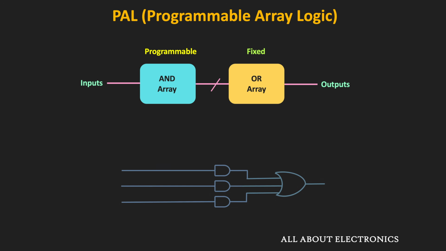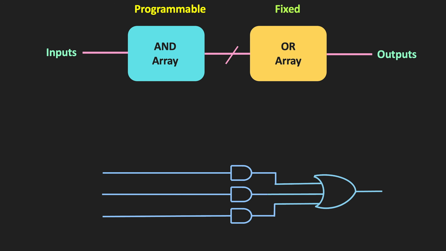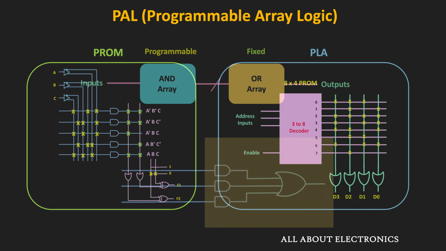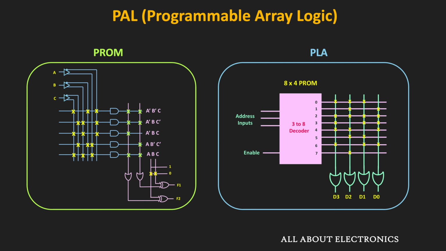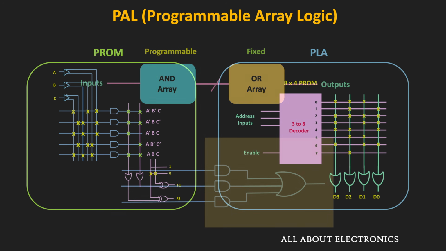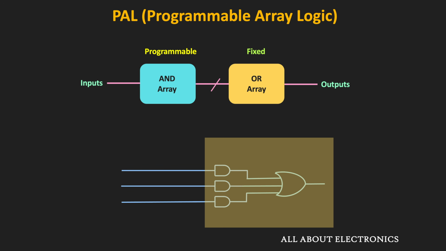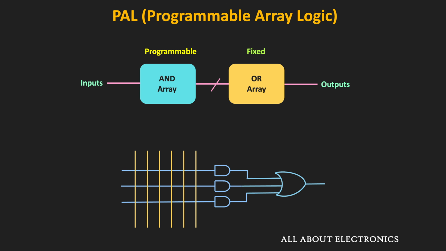That means in this case, the connections between the OR gates and the AND gates are fixed. Here, each OR gate will have a fixed number of AND gates. If you recall, in the case of the PLA and the PROM, the connections between the AND gate and the OR gate array were programmable. But in the case of these PAL systems, these connections are fixed. Of course, here the connections between the inputs and each AND gate are programmable.